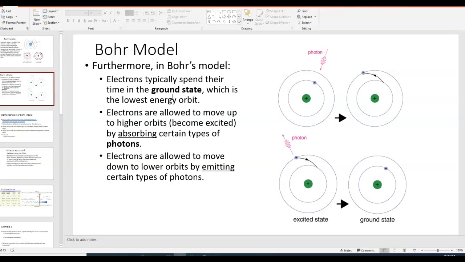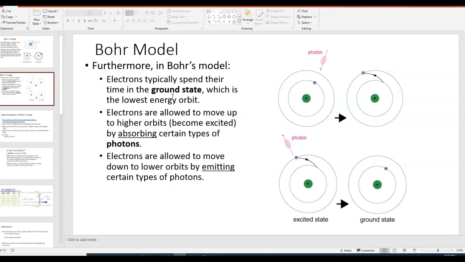Electrons typically spend their time in the ground state, but they are allowed to move up to higher orbits. It's called becoming excited. The electrons can become excited, and the way they do that is by gaining energy. And one of the ways they gain energy is by absorbing, that means taking in, certain types of photons. Now at this point you might be asking yourself, what the heck is a photon? We'll talk more about photons momentarily.